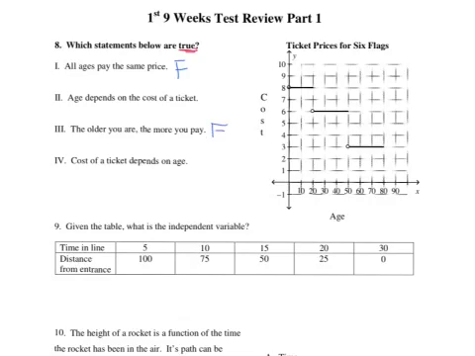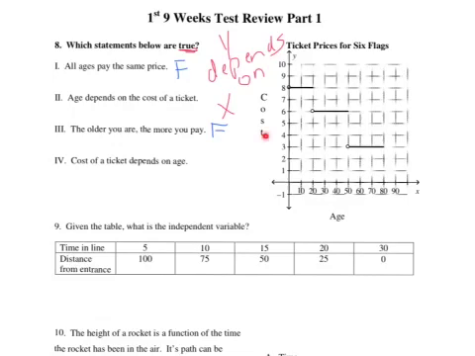And the last one says cost of a ticket depends on your age. And we have cost and age again, so we're going to look at that one compared to option number 2. So a lot of people get confused. Which way does it go? Which one depends on the other one? Well, we talked about in our previous lessons that y always depends on x. So y depends on x.